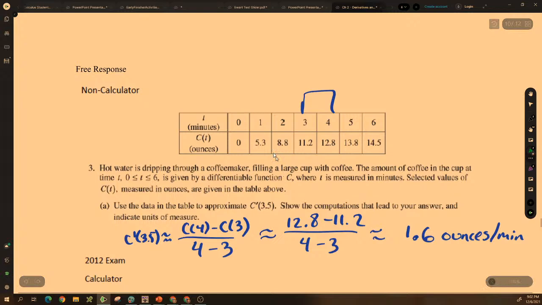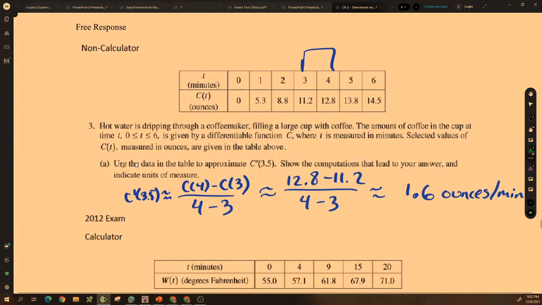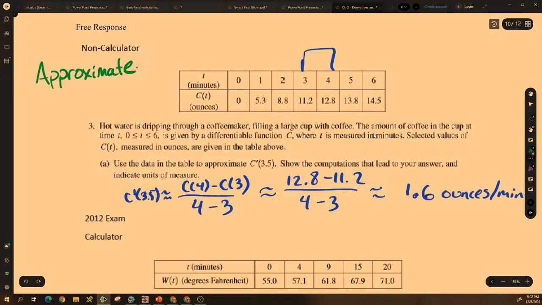All right, and then now we get to move on to the free response. So for our free response, the first question says use the data in the table to approximate C prime of 3.5. As soon as we see the word approximate, we actually have all three of them. So the first thing we can approximate is the derivative. Okay, so f prime, g prime of some number. And this we do a few different ways.